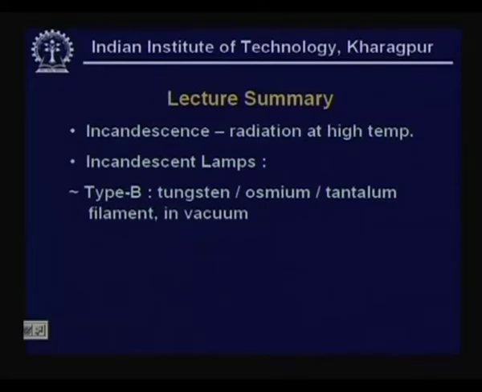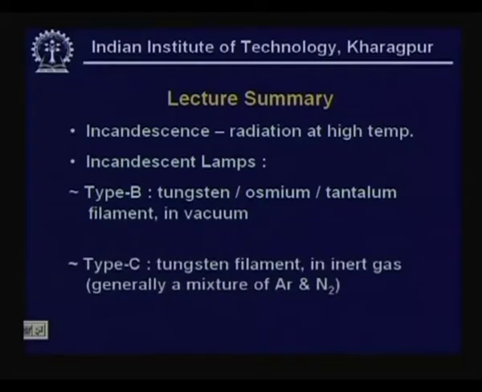Now, we had type B lamps which are in fact using tungsten. They started with carbon, osmium, tantalum, and finally zeroed in on tungsten, and it is maintained in vacuum, whereas type C is in inert gas. As said, the inert gas enables avoiding vaporization of the filament. The vaporization of the filament does give rise to blackening of the bulb, and the gas employed is a mixture of argon and nitrogen.